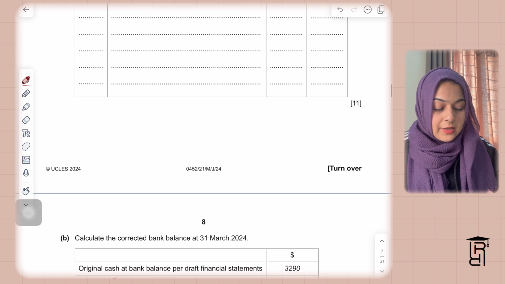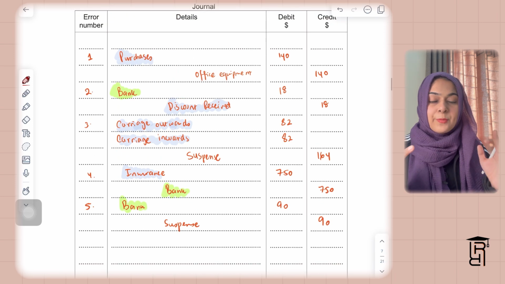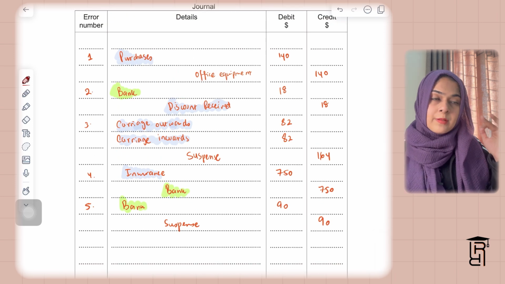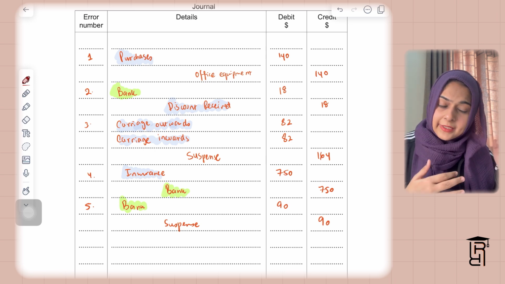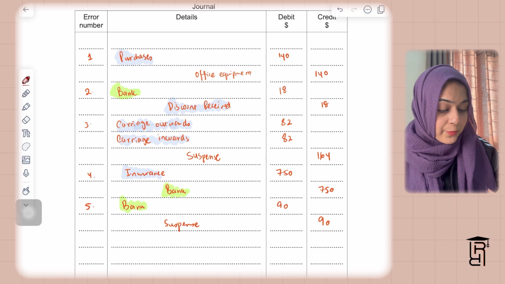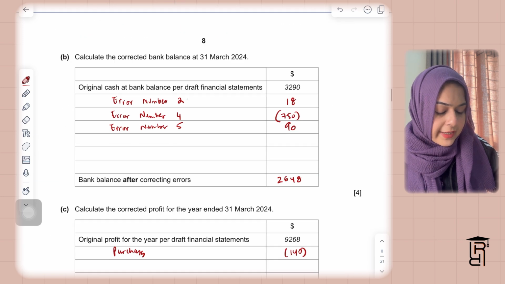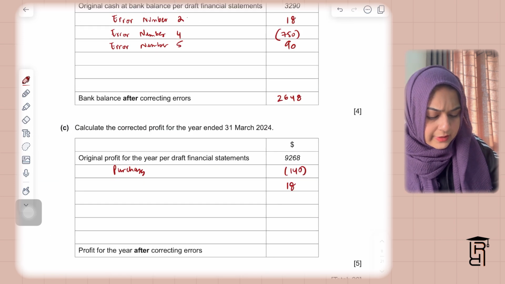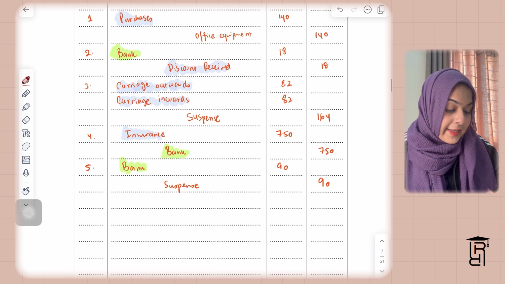Okay, I have credited discount received, which means discount received is an income, and incomes are always credited. If you have credited discount received, you are increasing income. Whenever you increase income, your profit will increase. So I'll write here discount received, and I will add $18 here.